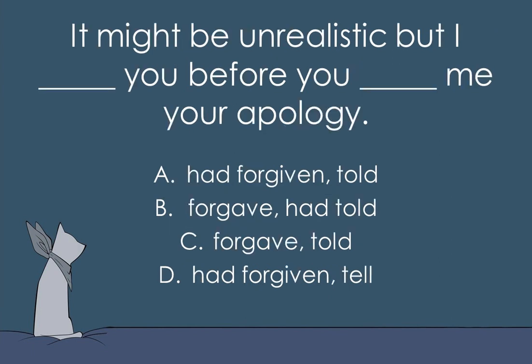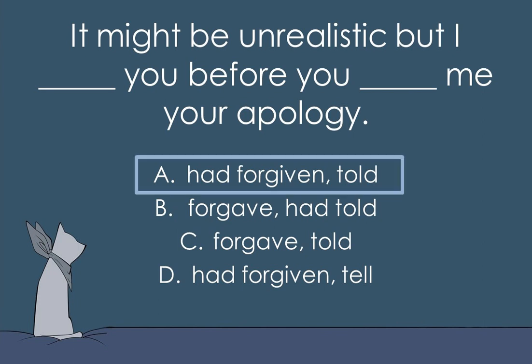7. It might be unrealistic, but I blank you before you blank me your apology. In this sentence, we are sure that the first blank happened prior to the second blank. Therefore, letters B and C are already out of the choices for the verbs that they offer for the first blank is not in past perfect tense. Now, we are only left with letter A and D. Letter D cannot be the correct answer because the word "tell" is not in past tense. Therefore, the answer for this item is letter A.